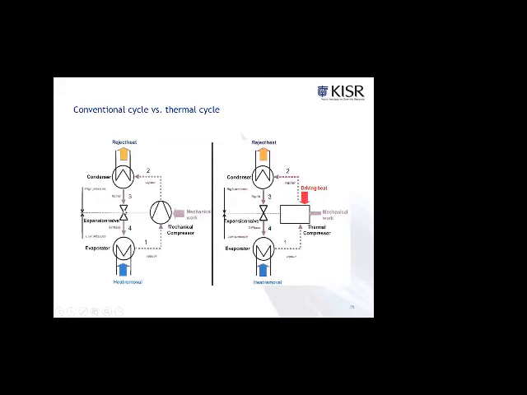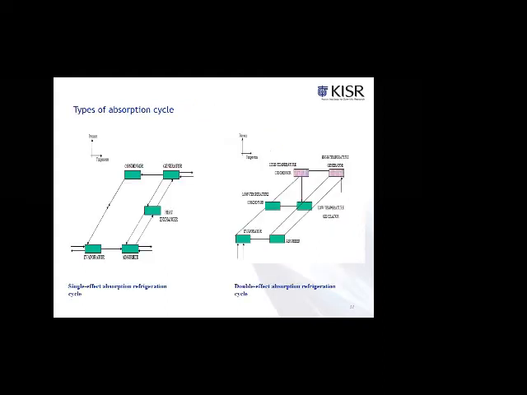And we have the expansion valve. In a thermal process, we don't want to use electricity, so we have to replace the mechanical compressor with something else we call a thermal compressor, which means we just add new components that do the work of the mechanical compressor for an absorption chiller, absorption cycle.